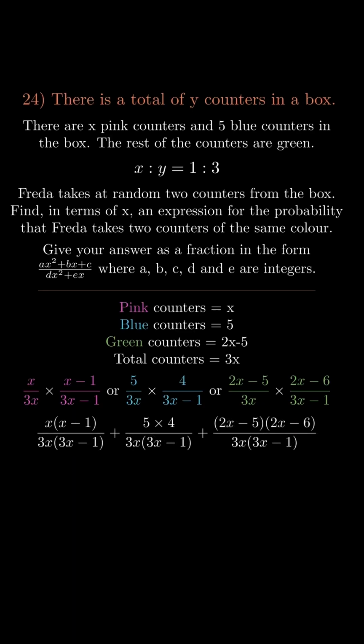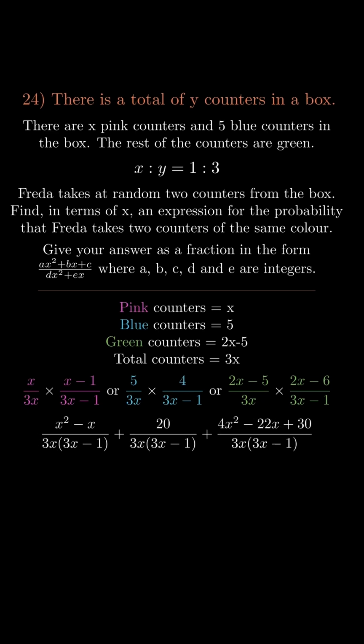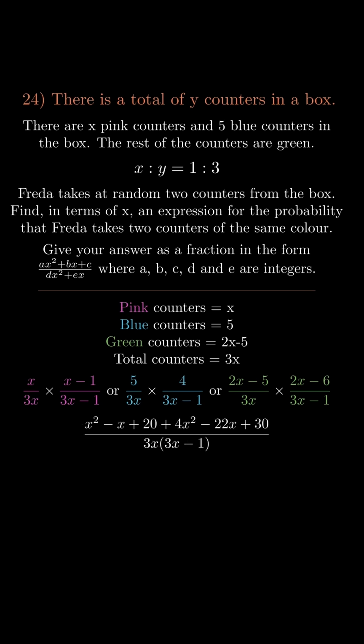We now will work out the algebra. We expand the brackets on the numerators, and since they have the same denominator, we can just add the numerators. We put the x squareds together and we get 5x squared. We put the x's together and we get minus 23x. And lastly, we add the numbers together and we get 50. The last thing we'll do is expand the denominator and we get 9x squared minus 3x. So our final answer is 5x squared minus 23x plus 50 over 9x squared minus 3x.